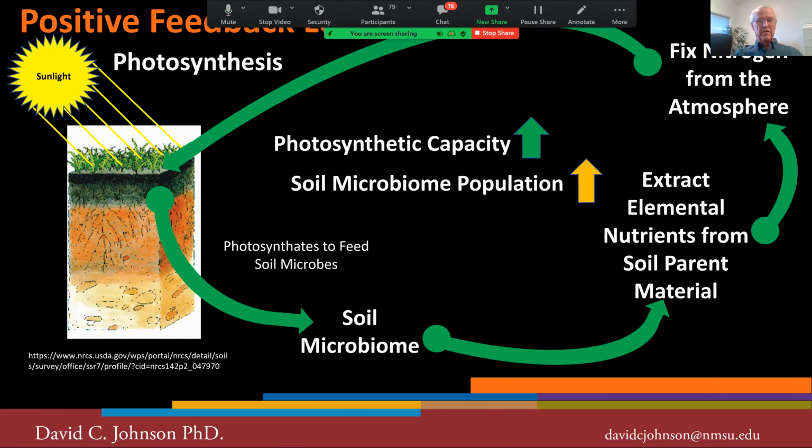So what we're doing is we're creating a positive feedback loop. The sunlight that the plants get, they're funneling that energy, that carbon energy, down into the soil to feed the soil microbiome. These microbes are extracting elemental nutrients from the soil parent material, fixing nitrogen from the atmosphere, and feeding it back into the system. A positive feedback loop, and each iteration that it goes, it improves the system.